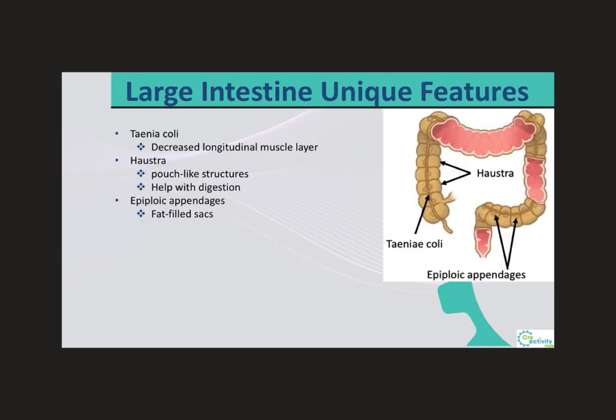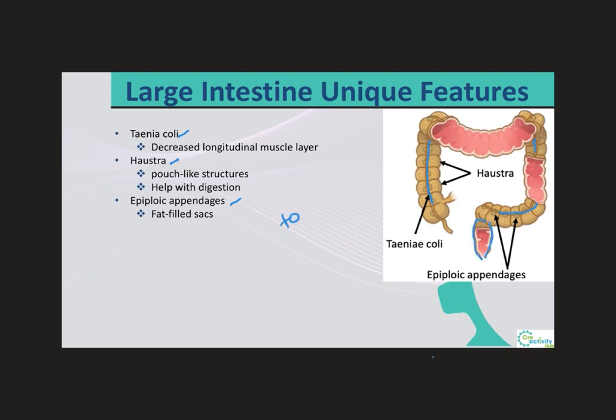There are 3 features that are unique to the large intestine, which are the taenia coli, the haustra, and the epiploic appendages. The taenia coli are these 3 bands of smooth muscle, like I said, that make up the longitudinal muscle layer of the muscularis of the large intestine, except at its terminal end. So there will be no taenia coli in the rectum.